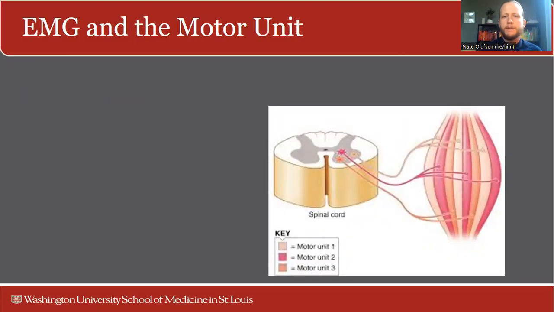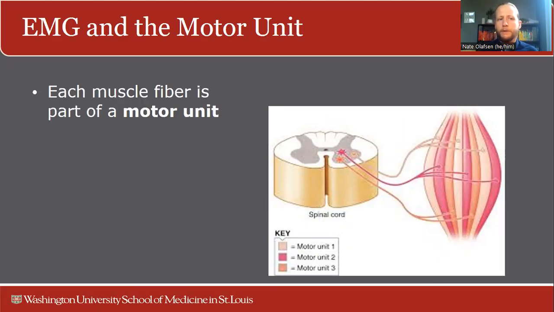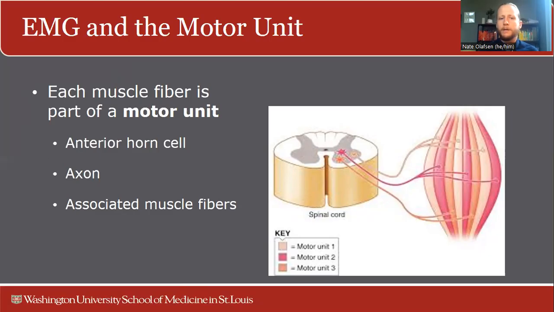An important concept to understand when thinking about EMG is the concept of the motor unit. Each muscle fiber in a muscle is part of a motor unit, but maybe separate motor units. The cartoon on the right kind of helps understand this. The anterior horn cell, the axon, as well as the associated muscle fibers to that axon represent a motor unit. In this cartoon, you can see that there are actually 3 separate motor units that are making up this specific cartoon muscle.